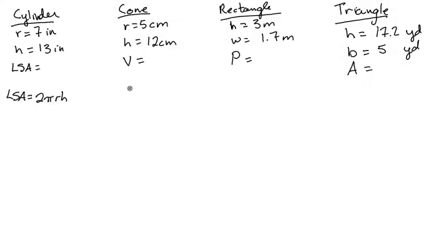For the cone, the volume is pi r squared over 3, or times by 1/3. For a rectangle, the perimeter is 2 heights plus 2 widths, or 2 lengths plus 2 widths, and you'll be able to do that one. And then the triangle, the area is 1/2 base times the height, or base times height divided by 2. Okay, give it a chance, plug those in, and see if you get the right units as well.